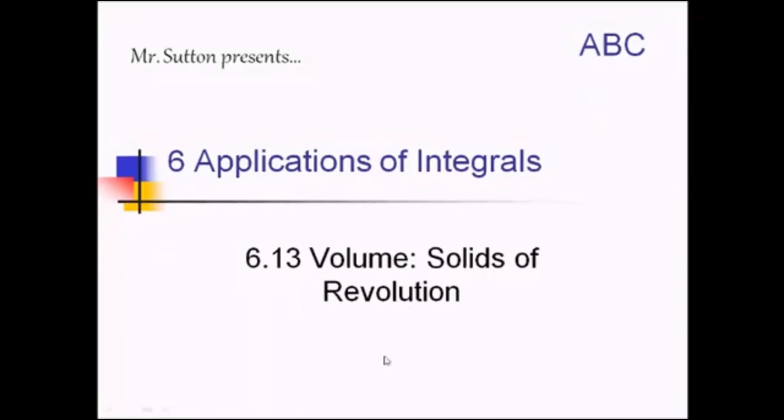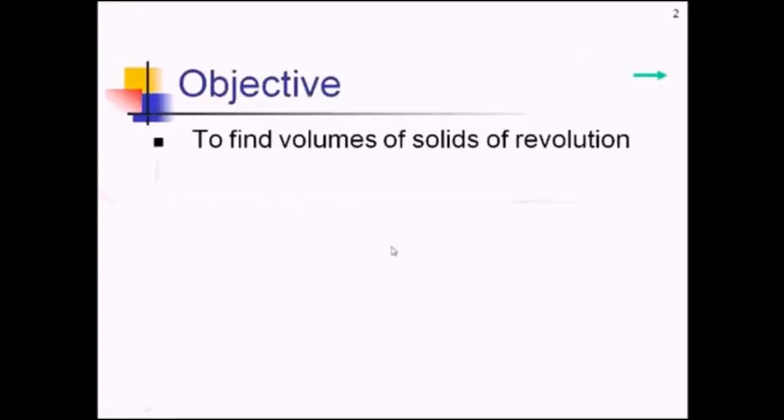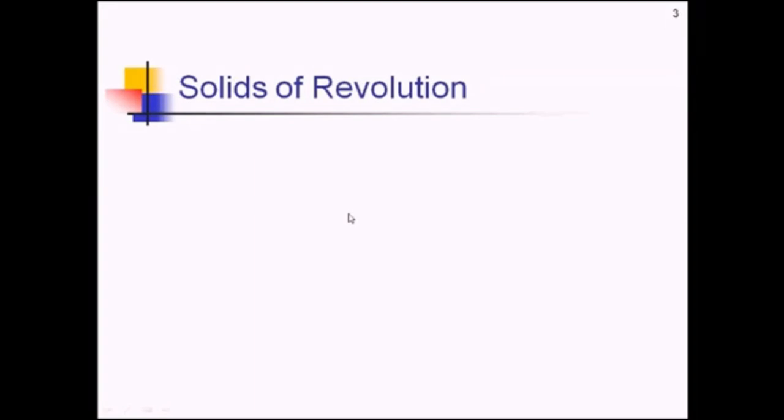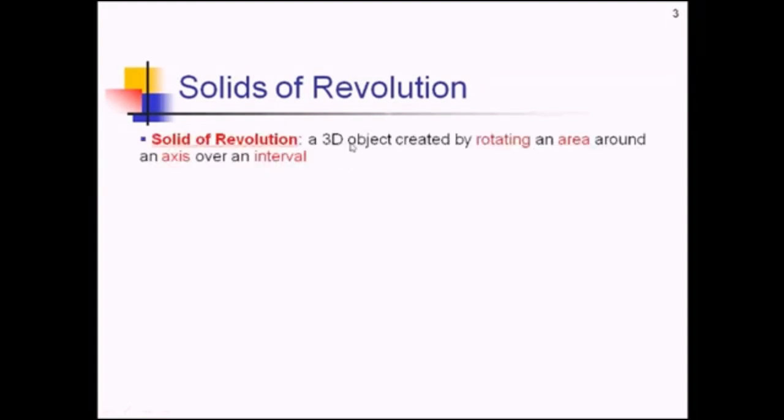As this title suggests, we're going to be finding volume using solids of revolution. So let's define what we mean by a solid of revolution. This is a three-dimensional object created when we rotate an area around an axis over an interval. So I think an example will help here.